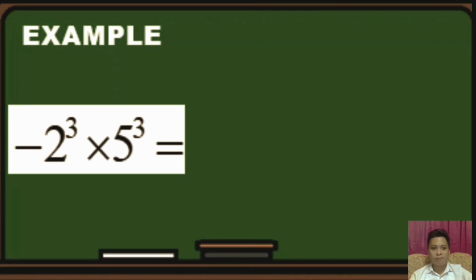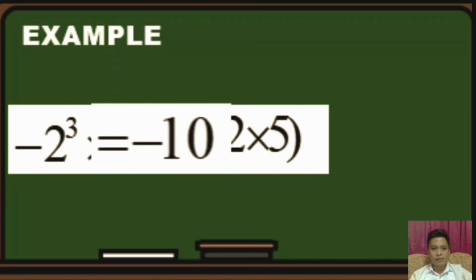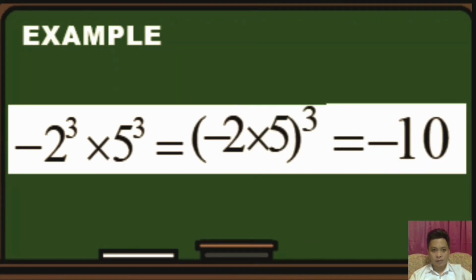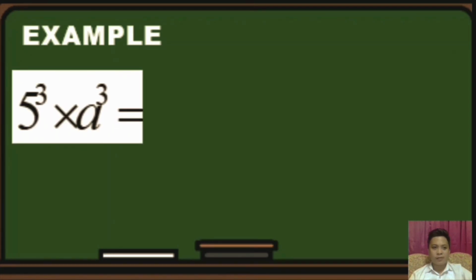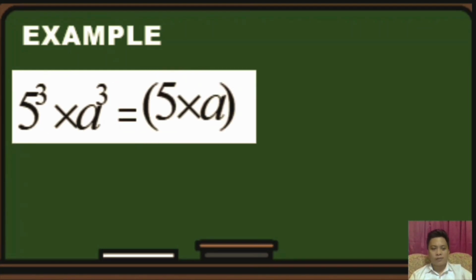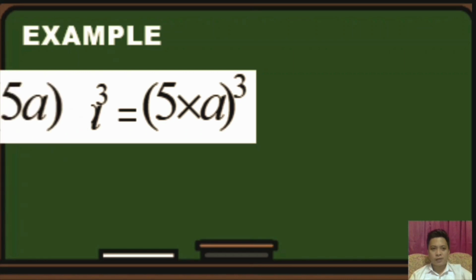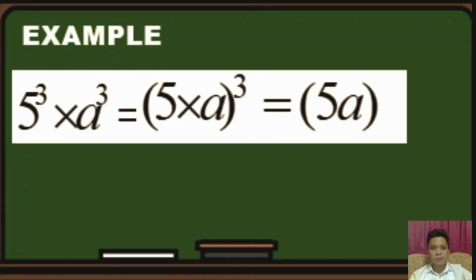So multiply them, then copy the same power. So we will get negative 10 raised to 3. Example, 5 raised to 3 times a raised to 3. Multiply the different bases, which is 5 times a, then copy the same powers, simplify it, and we will get the quantity 5a raised to 3.